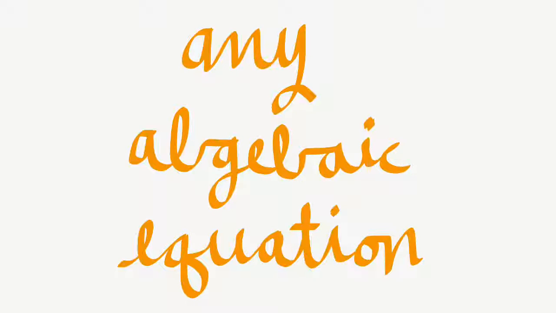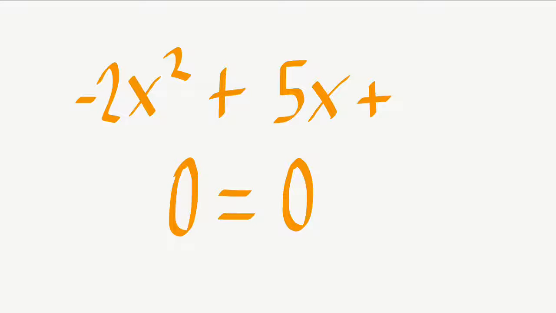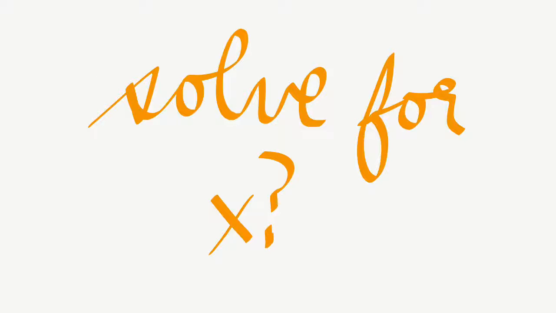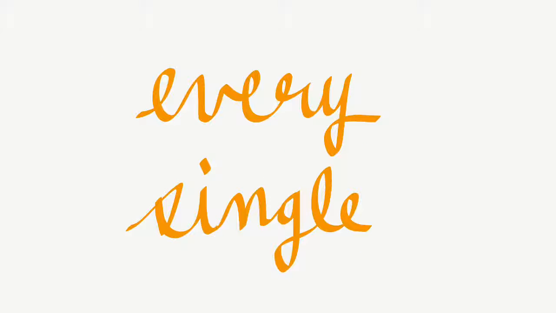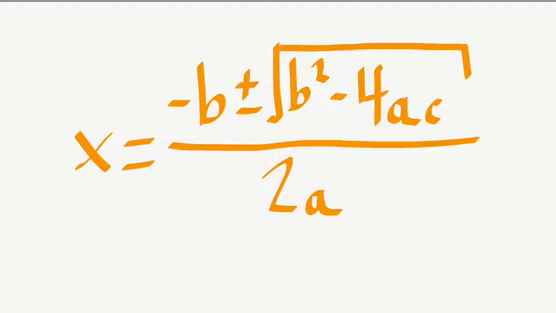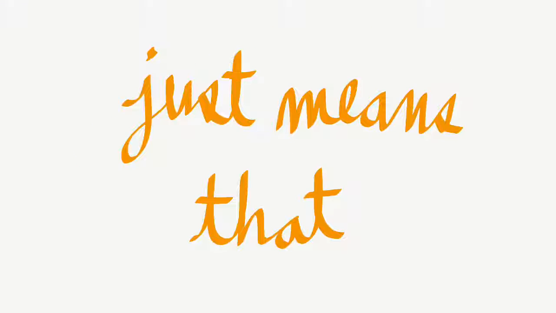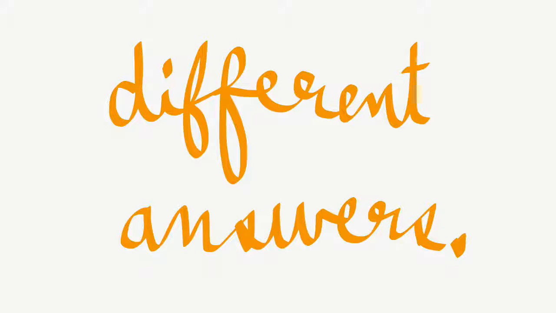Now, any algebraic equation, such as a quadratic equation, will have you solving for x. So, if we take our quadratic equation, how do we solve for x? Well, one way to do it is the quadratic formula, which works with every single quadratic equation imaginable. This is the formula: x equals -b plus or minus the square root of b squared minus 4 times a times c, all of that over 2 times a. The plus or minus part just means that you can choose either plus or minus to get two different answers.